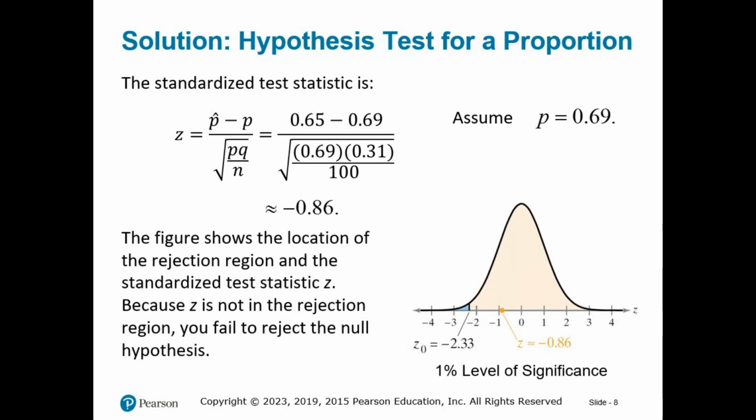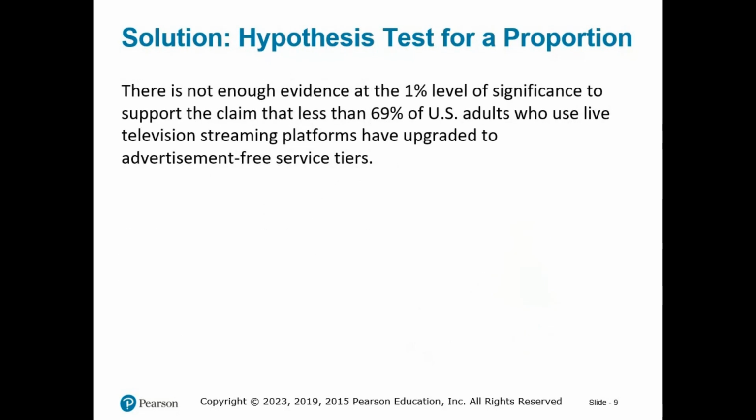You can see about where the critical value of negative 2.33 would be, and the rejection region would be to the left of that. And the standardized test statistic lies to the right of it, so we fail to reject the null hypothesis because it does not lie within the rejection region. There is not enough evidence at the 1% level of significance to support the claim that less than 69% of U.S. adults who use live television streaming platforms have upgraded to ad-free service tiers.